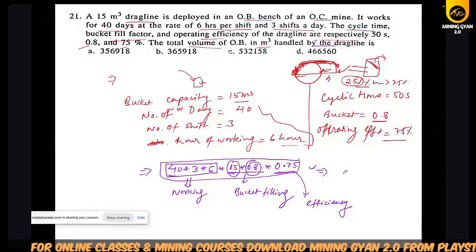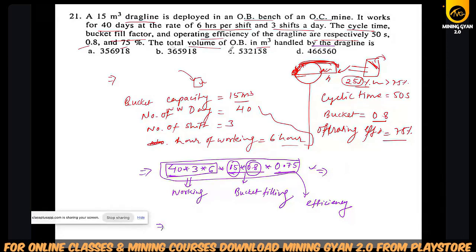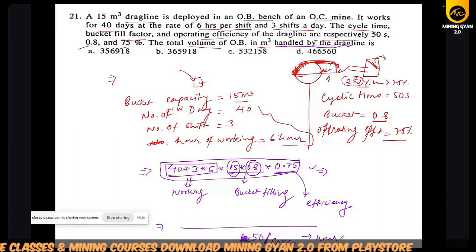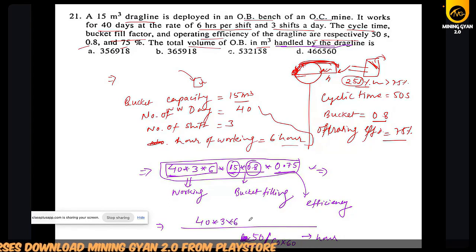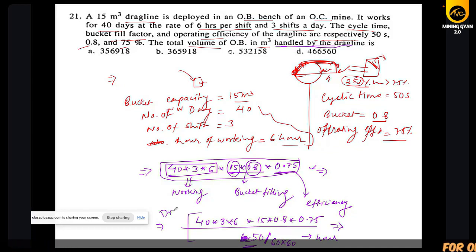So to get the volume of OB handled, total volume of OB in meter cube handled by the drag line, we have to calculate. The cyclic time is not 0.50, it is 50 seconds. So 60 divided by 60, it will be converted into hours. And we have already calculated 3 6. This is your working, this is your bucket, 0.8, and this is your efficiency. So this is the OB handled by your drag line.